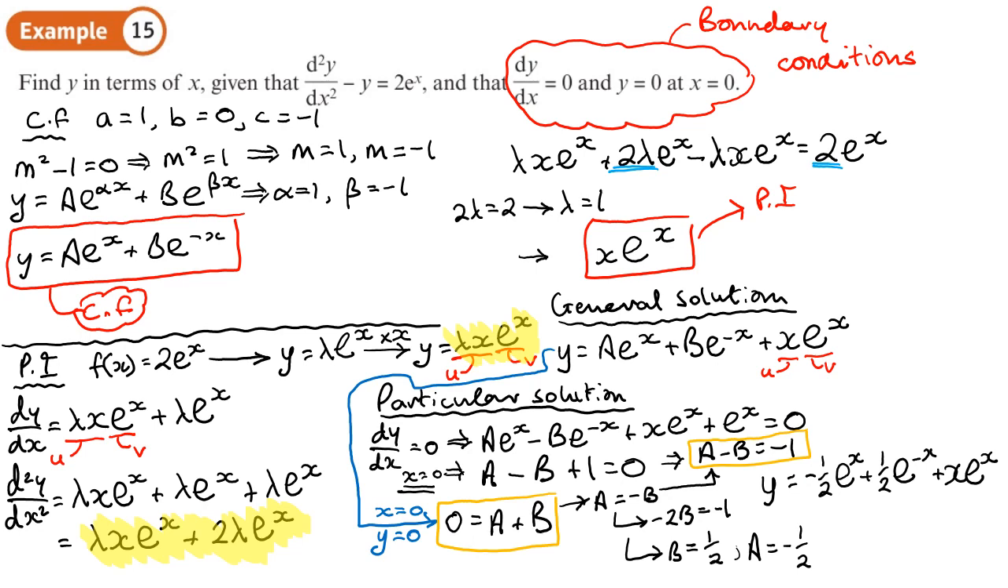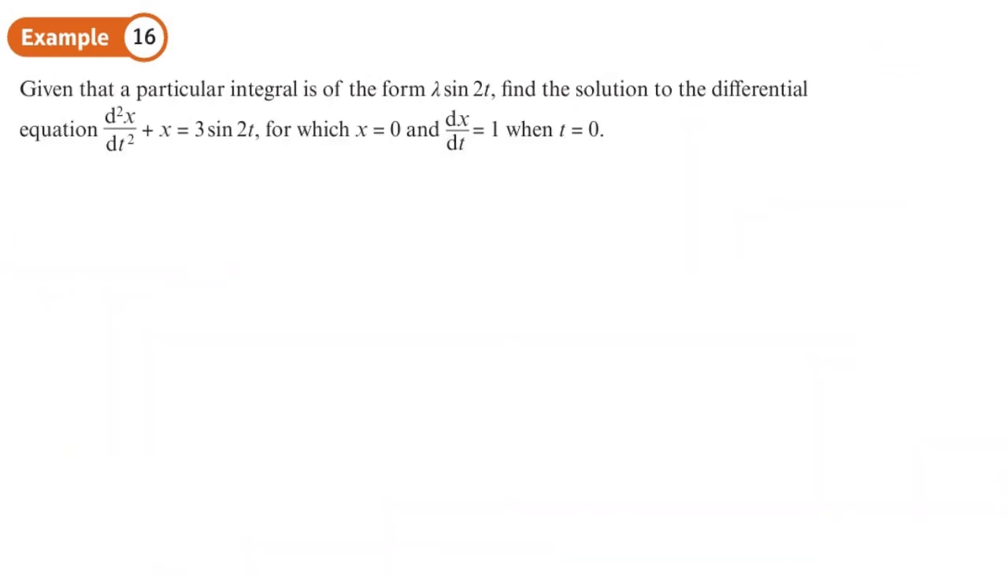So let's just highlight that. That is our particular solution there. Okay, given that a particular integral is of the form lambda sine 2t, find the solution of the differential equation for which x equals 0 and dx dt is 1 when t is 0. So first of all, these are our boundary conditions here.